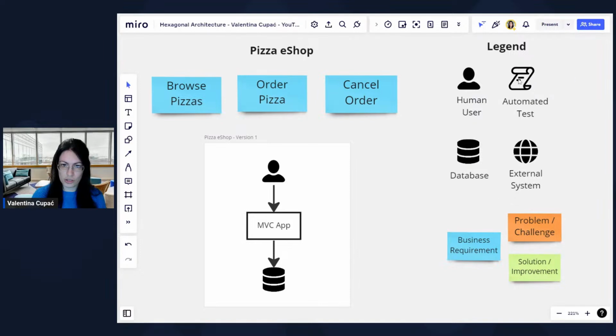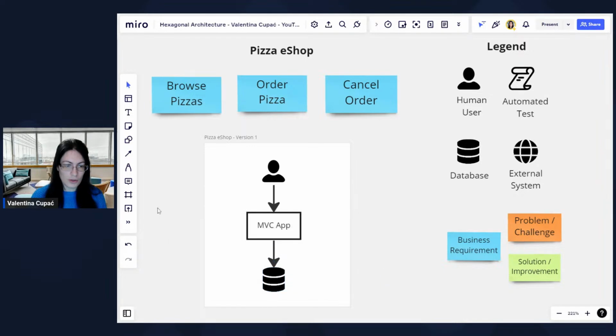Also, here is just some notation that I'll be using throughout these diagrams. So the first version that the development team develops is a very typical MVC application. This means we have a user, like the customers, who will be accessing the MVC application, and the MVC application will essentially contain everything: the views, the business logic, the data access, and here we are accessing the database.